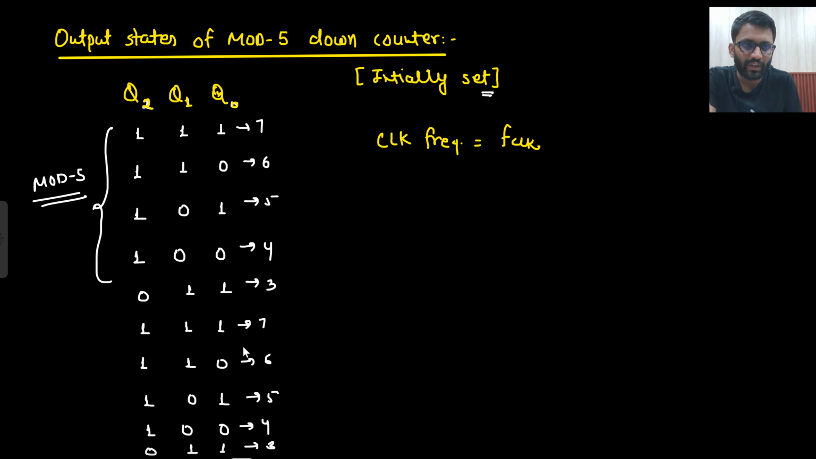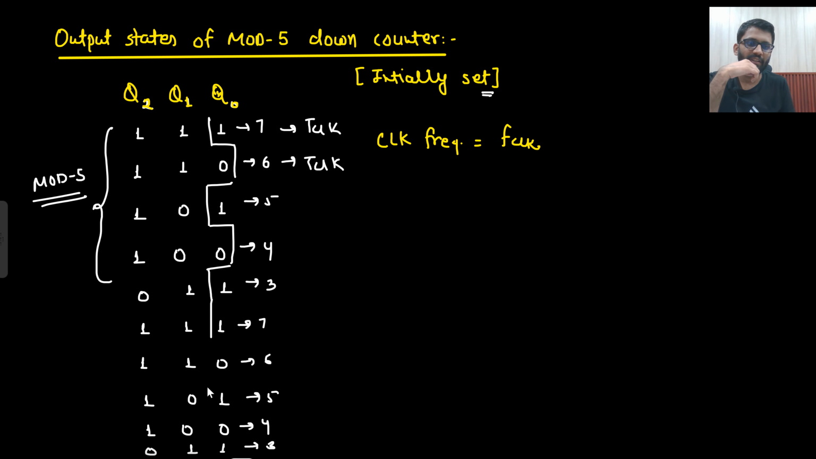What do you think? What is the frequency of this bit? If clock frequency is F clock, each sequence, what does it represent? T clock. Each sequence represents T clock. So every sequence is T clock, right? So here 1, 1, 0, 1, 0, 1, and then again 1. Did you notice this thing? So here 1, 0, 1, 0. It is not F clock by 2. 1, 0, 1, 0, 1, then again 1, 0, 1, 0, 1. So this is your complete cycle. Are you getting this point?